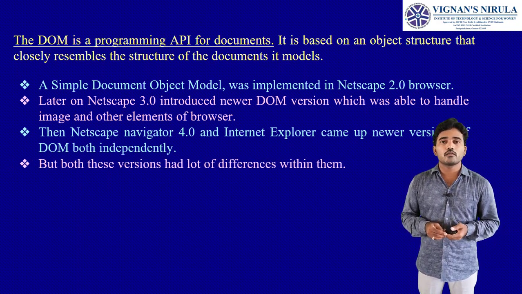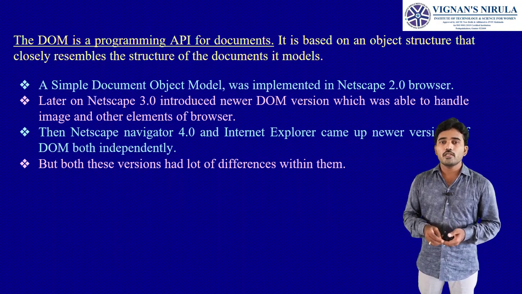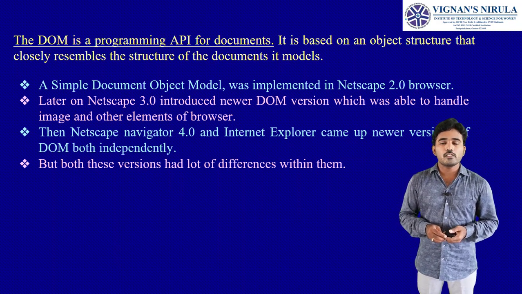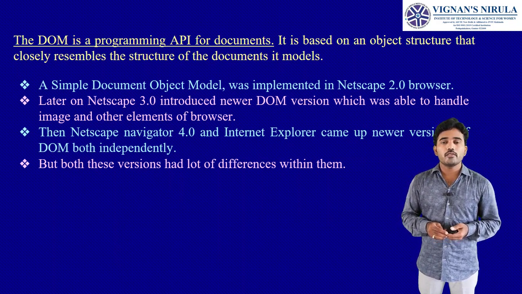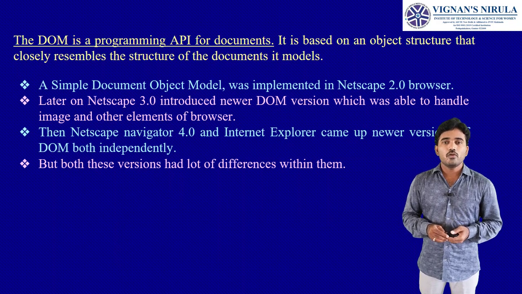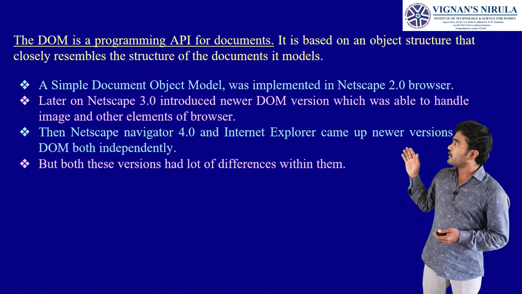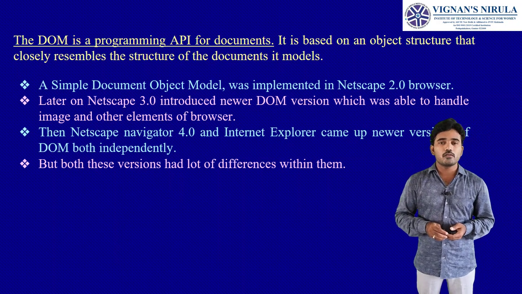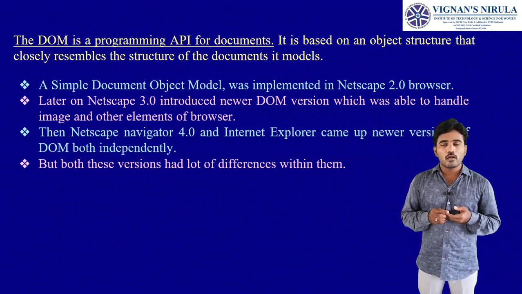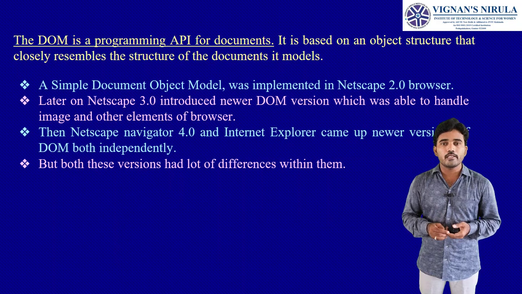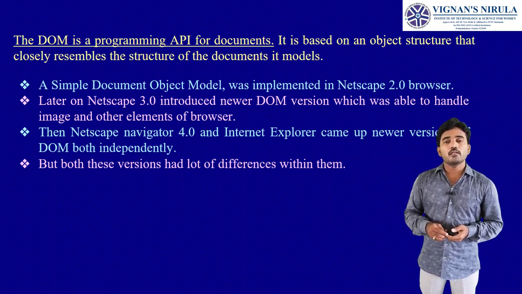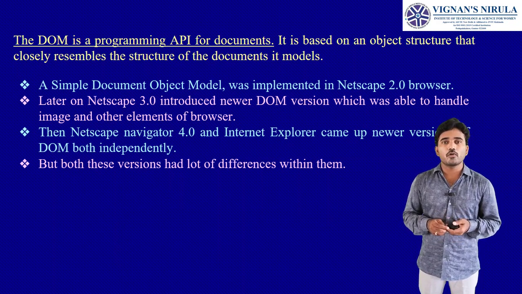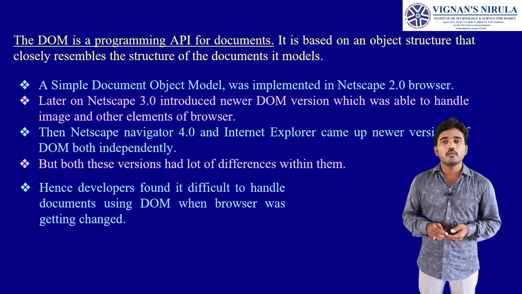What about the history of this Document Object Model? First, initially a simple Document Object Model was implemented in the Netscape 2.0 browser, where they used the write method. Thereafter, it was used in Netscape 3.0, where a newer DOM version was introduced, and it was able to handle the images and other elements of the browser. Then after that, Netscape 4.0 and Internet Explorer came up with a newer version of the DOM, both independently.